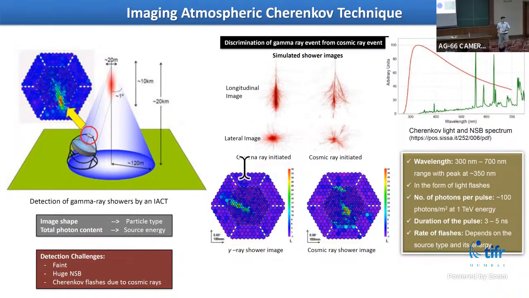Why is the picture elliptical instead of spherical? The gamma ray footprint is elliptical.